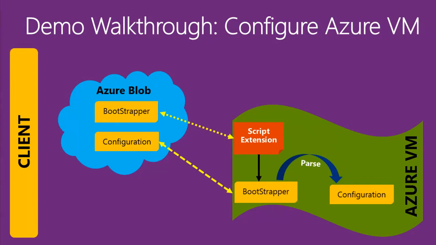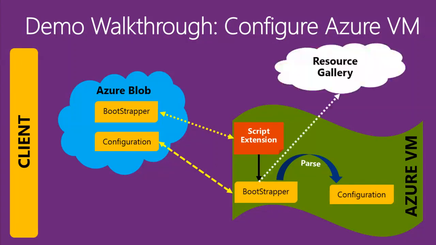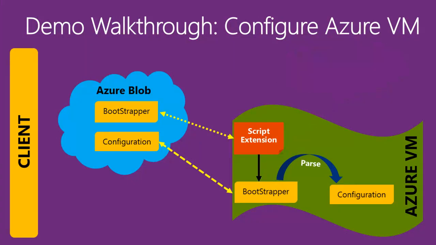For my demo, I'm using Windows Server 2012 R2 VHD. So it comes with built-in resources. It does not have the xWebAdministration resource. So it's going to parse it, find out what's missing. So that is one of the aspects of DSC. Before it starts to configure, it looks at the document and ensures it has all the required resources and modules so it can actually enact the configuration of interest.